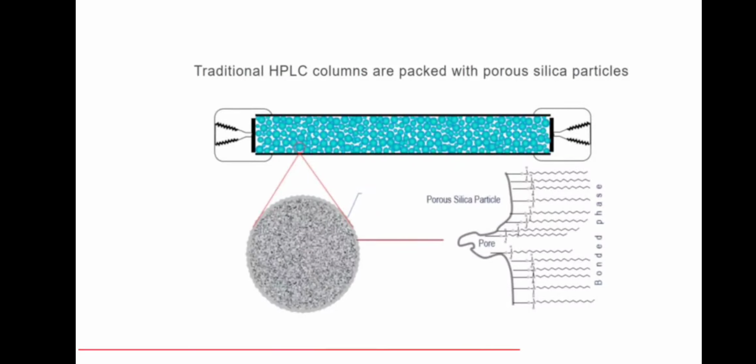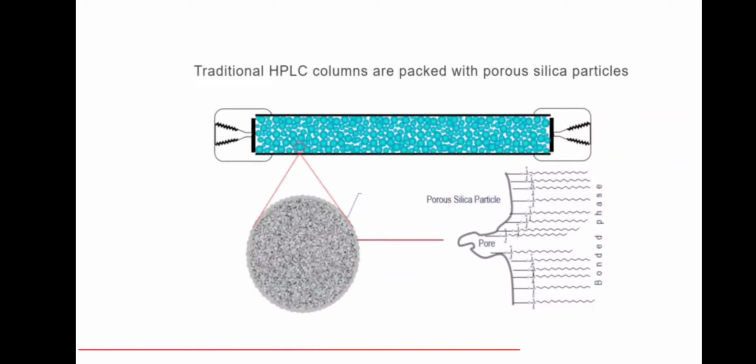This figure shows a traditional HPLC column packed with porous silica particles. These particles serve as the stationary phase in the separation process. Their porous structure provides a high surface area, allowing for increased interaction between the sample components and the stationary phase. This interaction leads to the differential retention of the compounds and ultimately their separation.